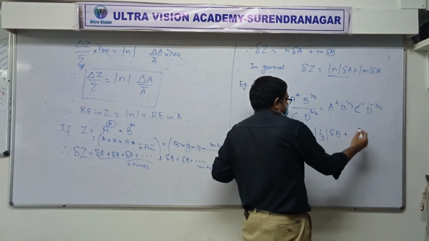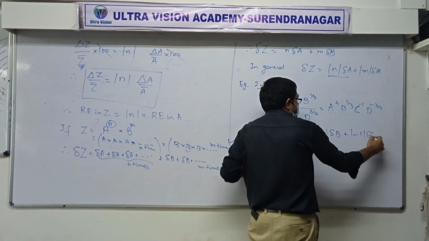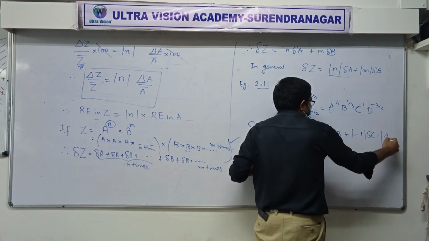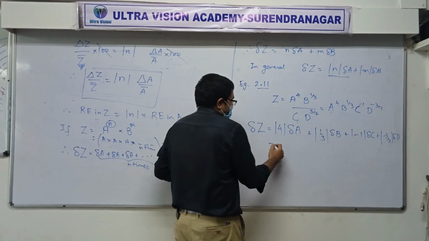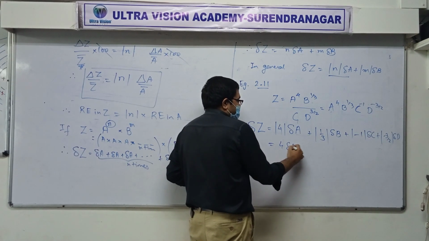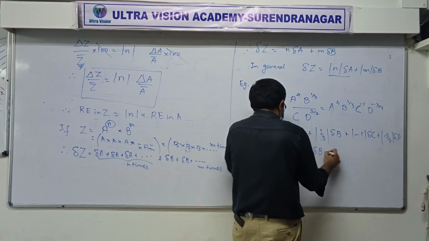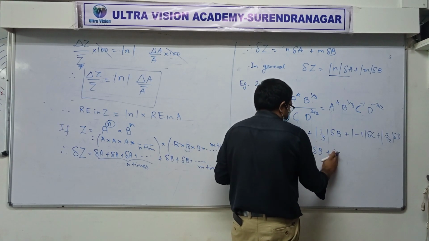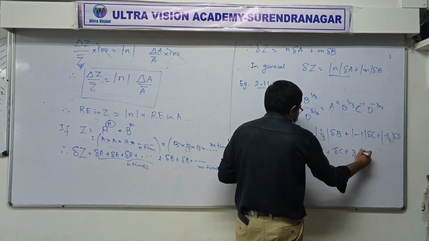Okay, the next one will be modulus minus 1 del C plus modulus minus 3 by 2 del D. Clear? Yes. Okay. 4 modulus is 4. 1 by 3 modulus is 1 by 3. Minus 1 modulus is 1. So no need to write that. And similarly 3 by 2 del D.